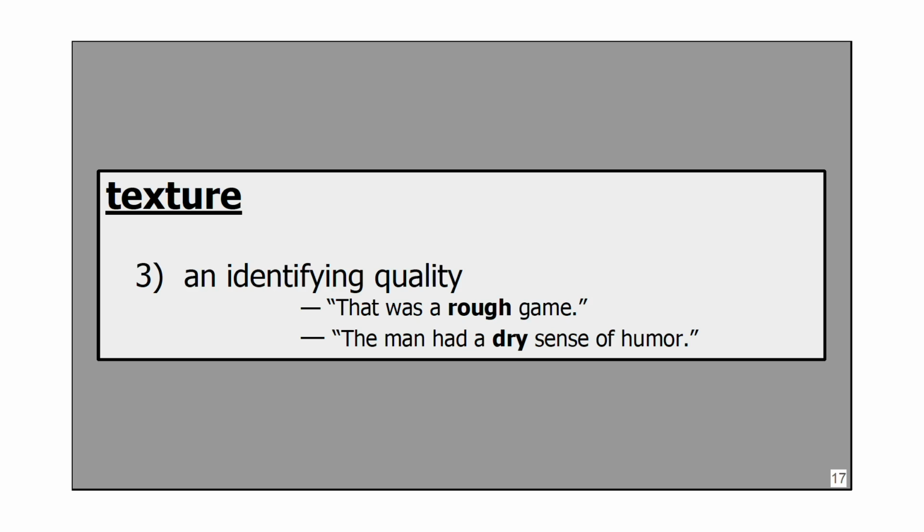Sometimes we use tactile language to describe the quality of something that cannot literally be touched. When we say a game is rough, what we're saying is that the game was irregular or maybe unpleasant to watch. Here is another example of the definition in a sentence. The man had a dry sense of humor.